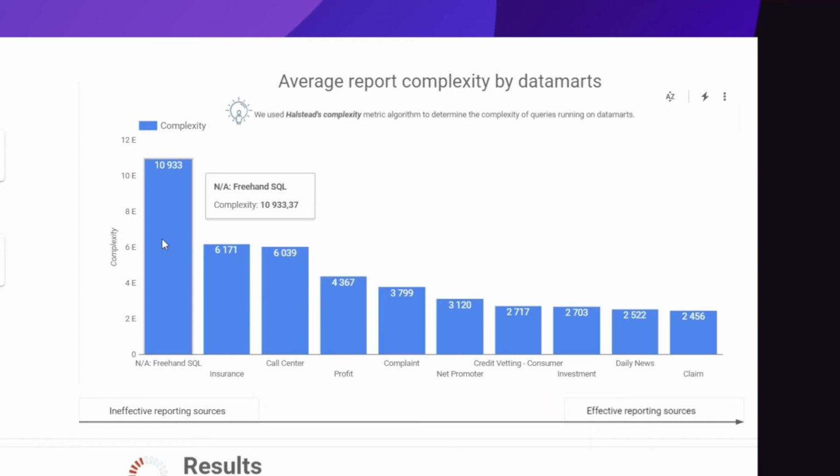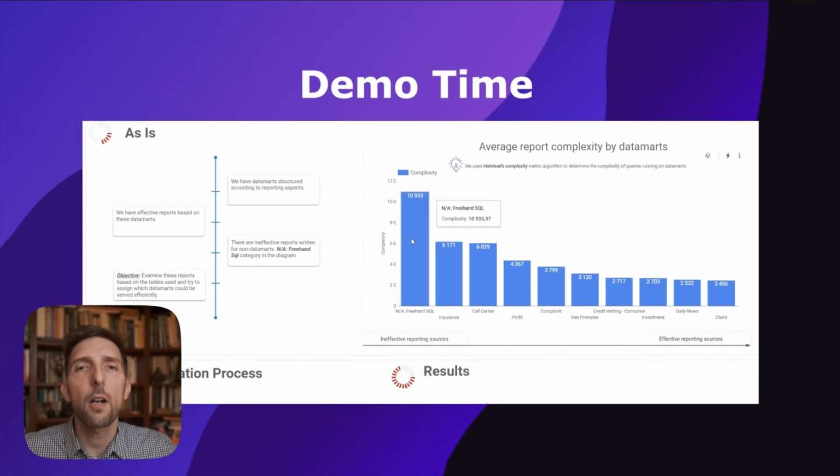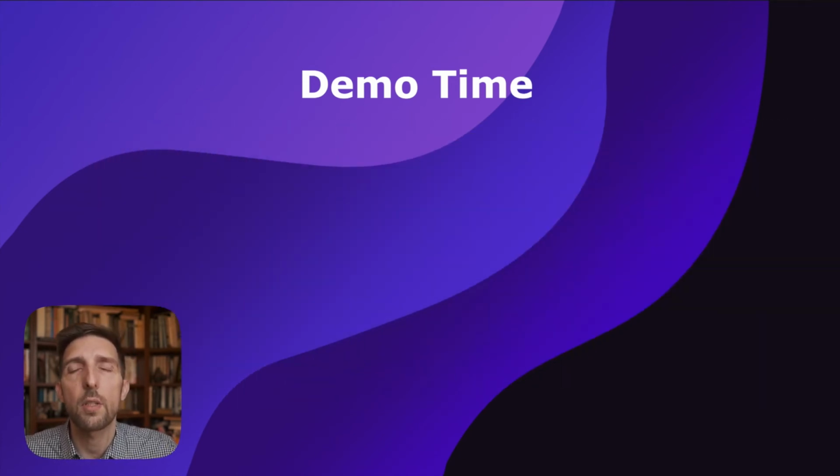As you can see, the freehand SQLs are by far the most ineffective and most complex compared to data marts. Our objective was to examine these reports based on the tables used and try to assign which data marts could be served efficiently. So the main question was, can Vertex AI help us categorize these freehand SQLs? For this, we used AutoML classification with tabular data and used two datasets, one for training and one for batch prediction. As a result, the model gave us a number between 0 and 1 for each of the 20 categories.